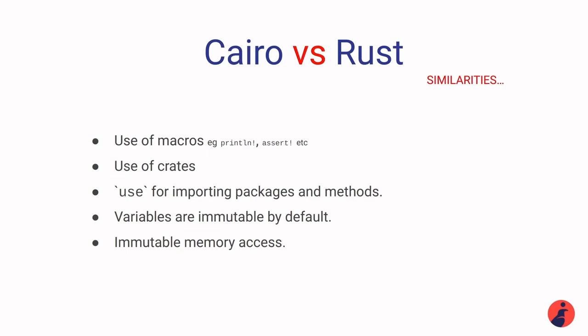Both Rust and Cairo use crates to arrange their modules and packages. Also, for you to import an external package or method, you use the use keyword. Variables are immutable by default, and both of them have immutable memory access. So you can see that most of Cairo's properties were borrowed from Rust. That's why I said earlier that it is a Rust-inspired language.